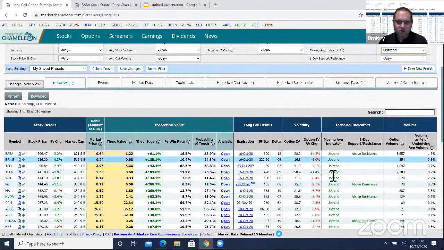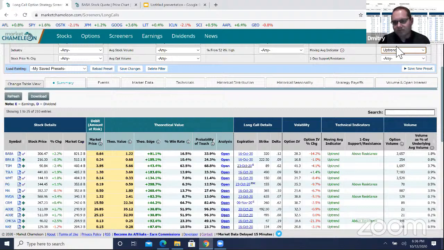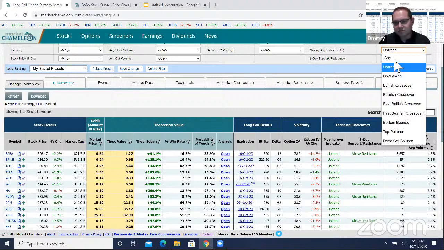So that's how an uptrend is. The idea is if it's already in an uptrend, it's moving in the direction that you want. I'm going to unfilter that real quick.